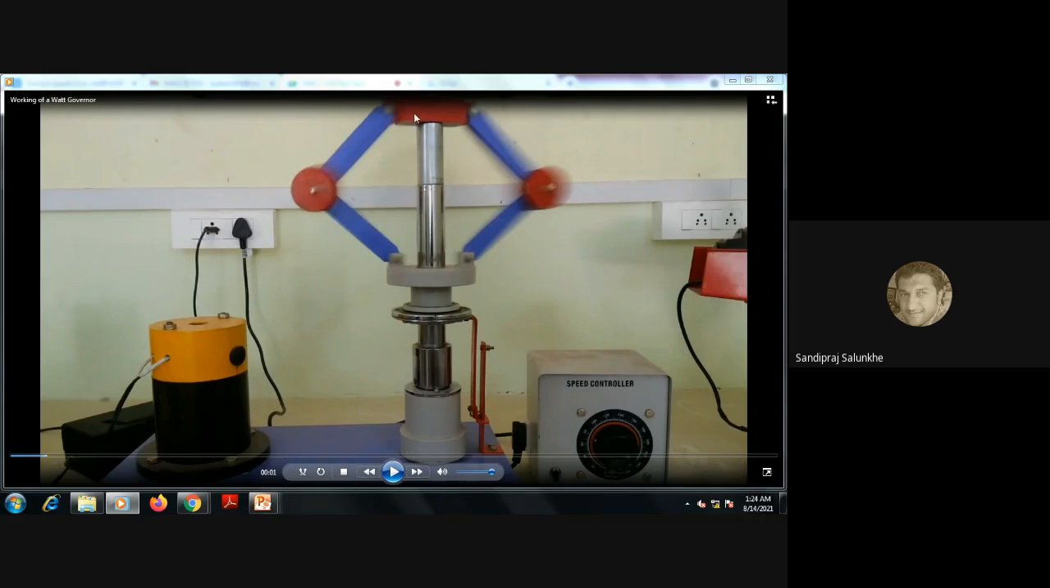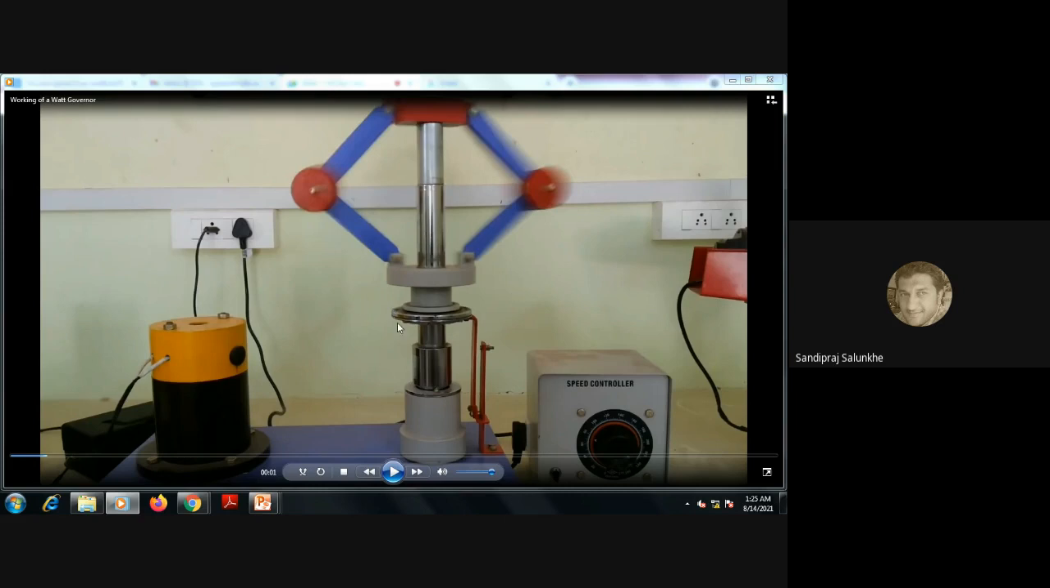The upper part of these links is connected with the stationary part, that is, the shaft which is rotating. When it starts to rotate at high speed, the sleeve is allowed to move up and down. Because of the centrifugal force on these two red flyballs, they move outward, and hence the sleeve gets lifted. This sleeve motion is given to the carburetor, where control of fuel takes place. That means the fuel supplied to the engine will increase or decrease.